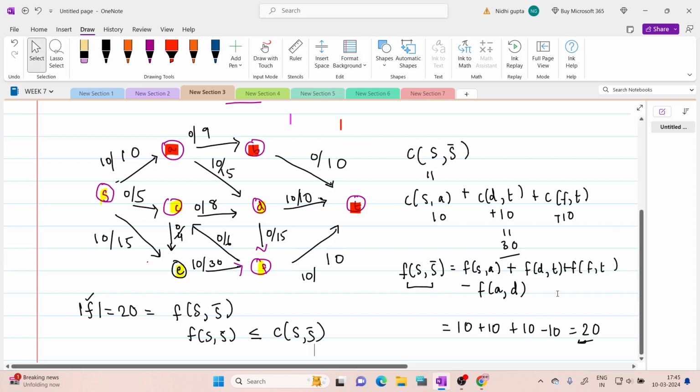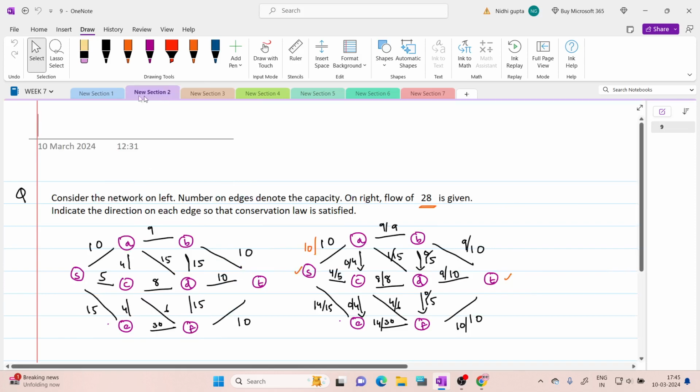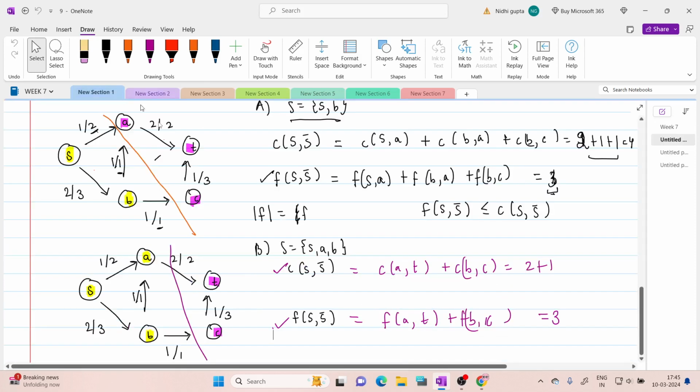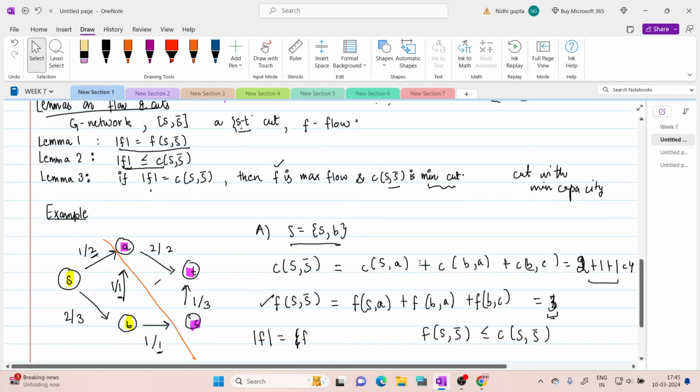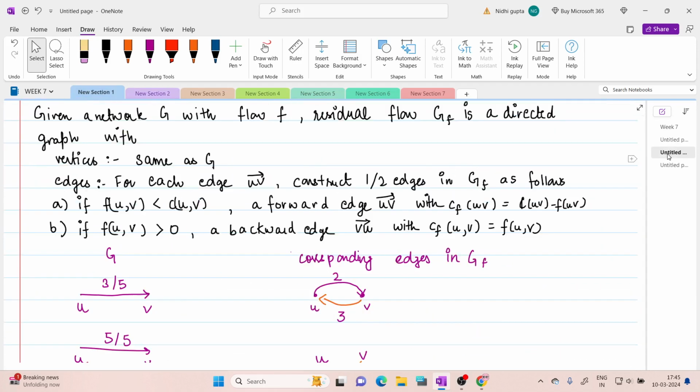In this, ma'am, can we calculate that set? So yes, in a later question we'll be calculating the maximum flow for this. First of all, I'll let you know how to compute the maximum flow and minimum cut. Then we'll solve these questions.